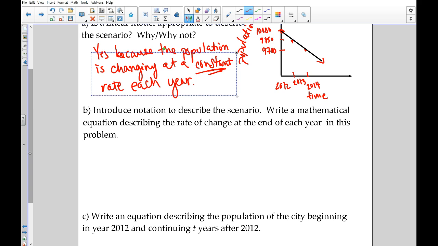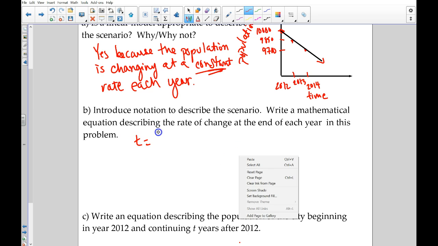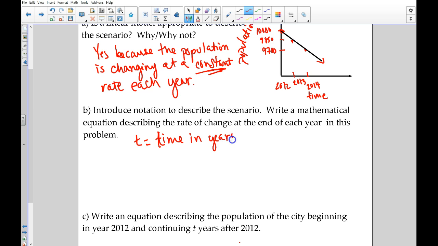Okay, and then, so we've answered part A, and then B says, introduce notation to describe this scenario. Write a mathematical equation describing the rate of change at the end of each year in this problem. So introduce notation, this just means introduce notation for the independent and dependent quantities. So I'm going to define t to be the time in years since 2012, okay? And what this will allow me to do is, on my axis that I have drawn here, 2012 would be equivalent to 0, this would be 1, this would be 2 for 2014, and that just helps me keep the number smaller, okay?